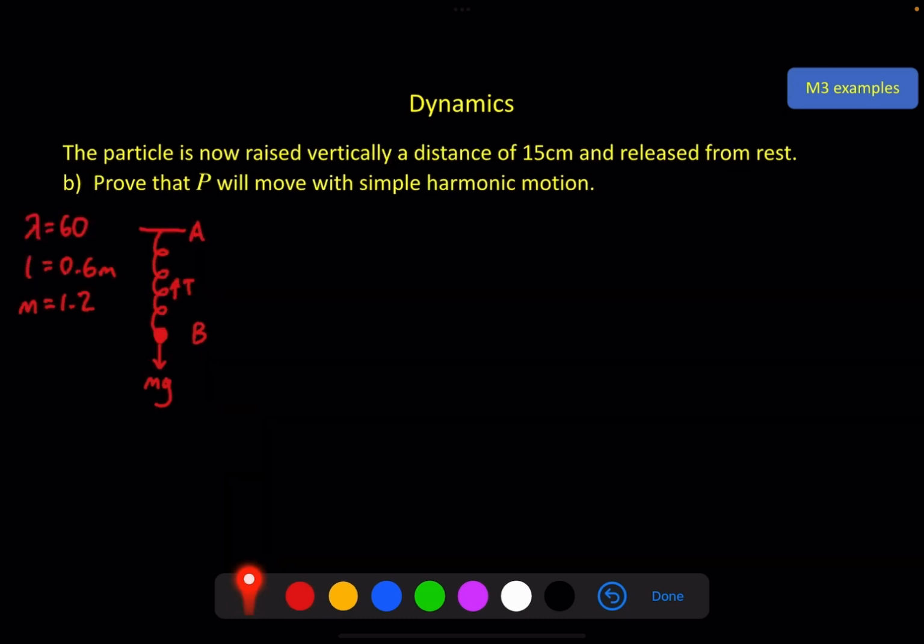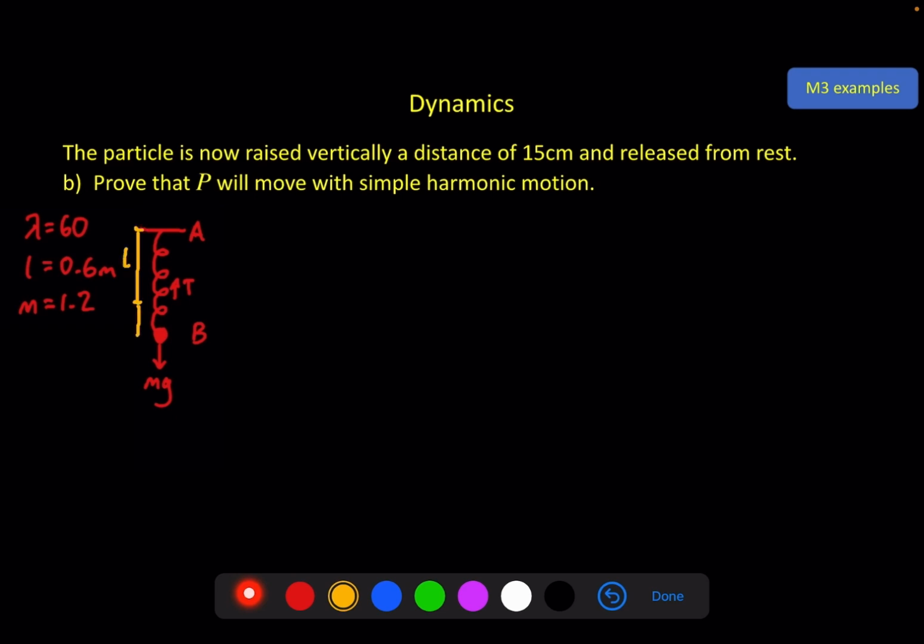Part B. The particle is now raised vertically a distance of 15 centimeters and released from rest. Prove that P will move with simple harmonic motion. Okay, although it says raised vertically, I'm actually going to show it below the point of oscillation, just because there will be a slight compression here, because this distance is greater than the extension we found, and I don't want that to confuse me. So we're going to have the natural length here.